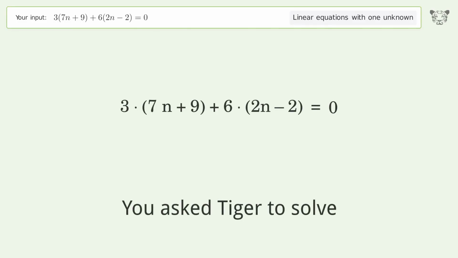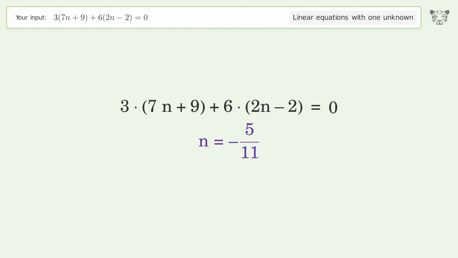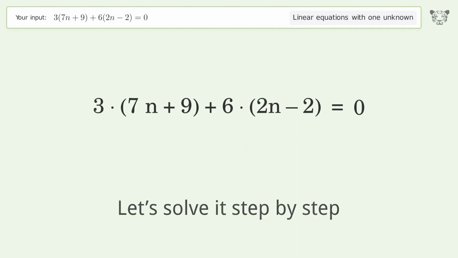You ask Tiger to solve. This deals with linear equations with one unknown. The final result is n equals -5/11. Let's solve it step by step.